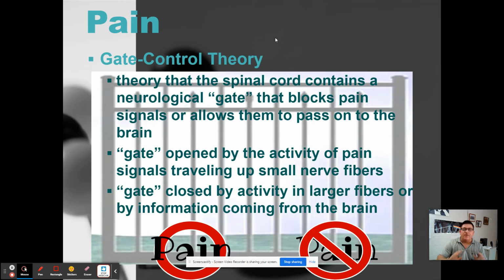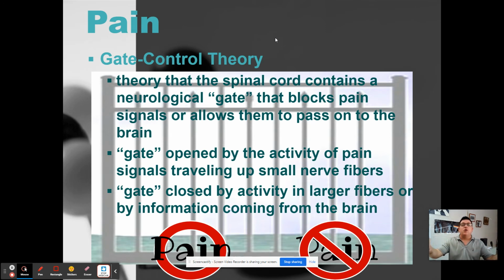Gate control theory. This is always on the AP test. They love this. It's the theory that the spinal cord contains a neurological gate that blocks pain signals or allows them to pass on to the brain. So in the spinal cord, it's basically open, you feel pain; closed, no pain. The gate is opened by the activity of pain signals traveling up small nerve fibers. The gate is closed by activity in large fibers or by information coming from the brain.